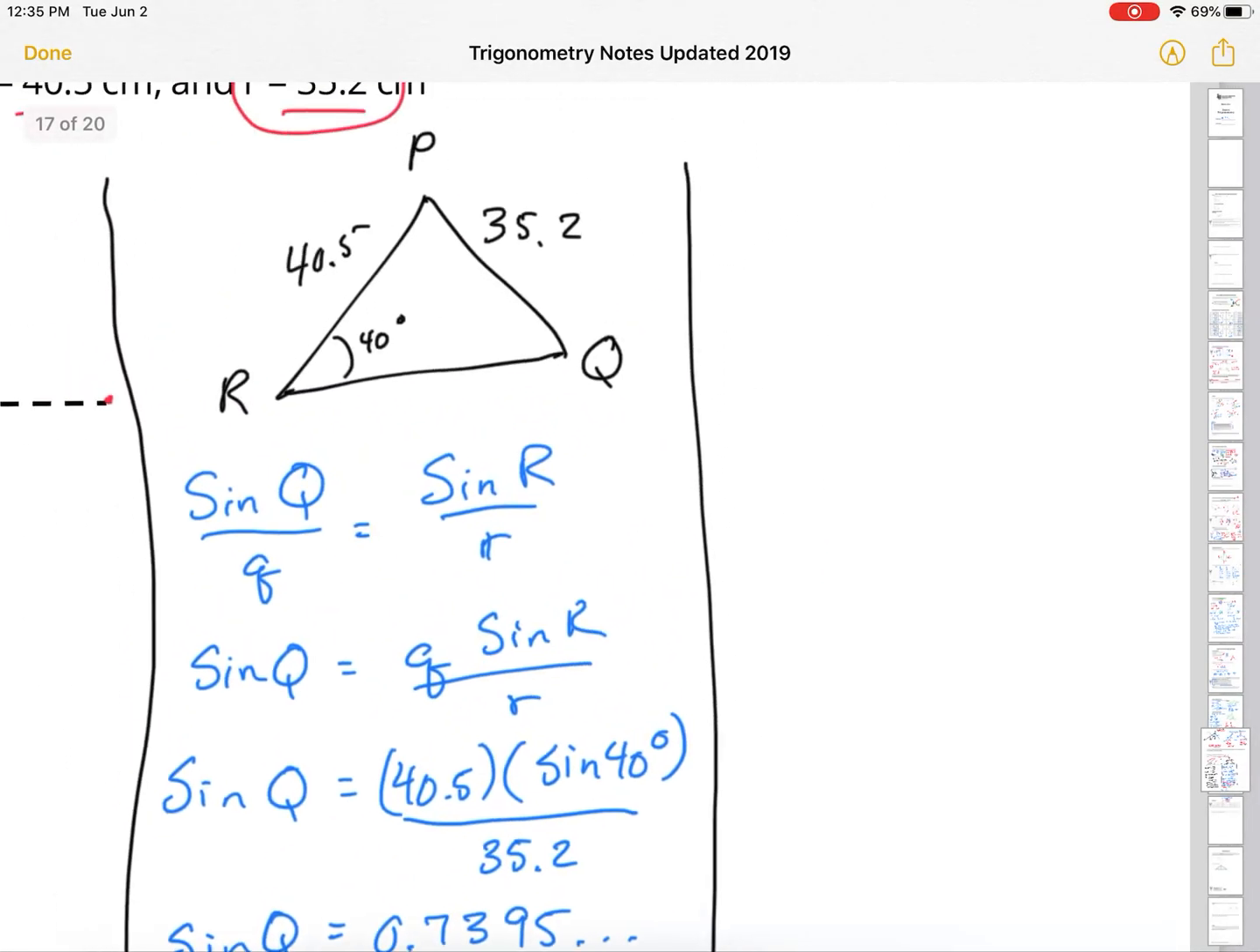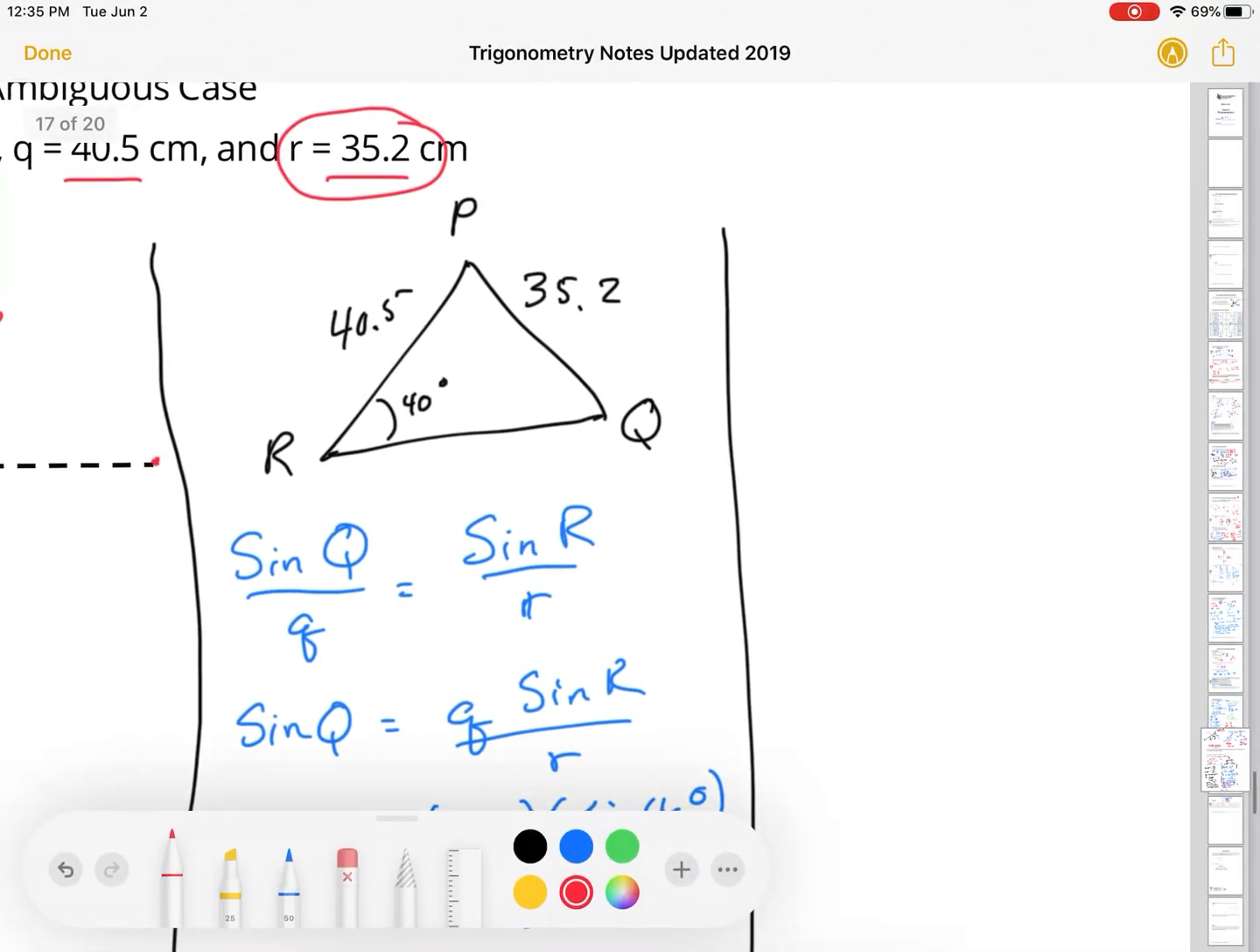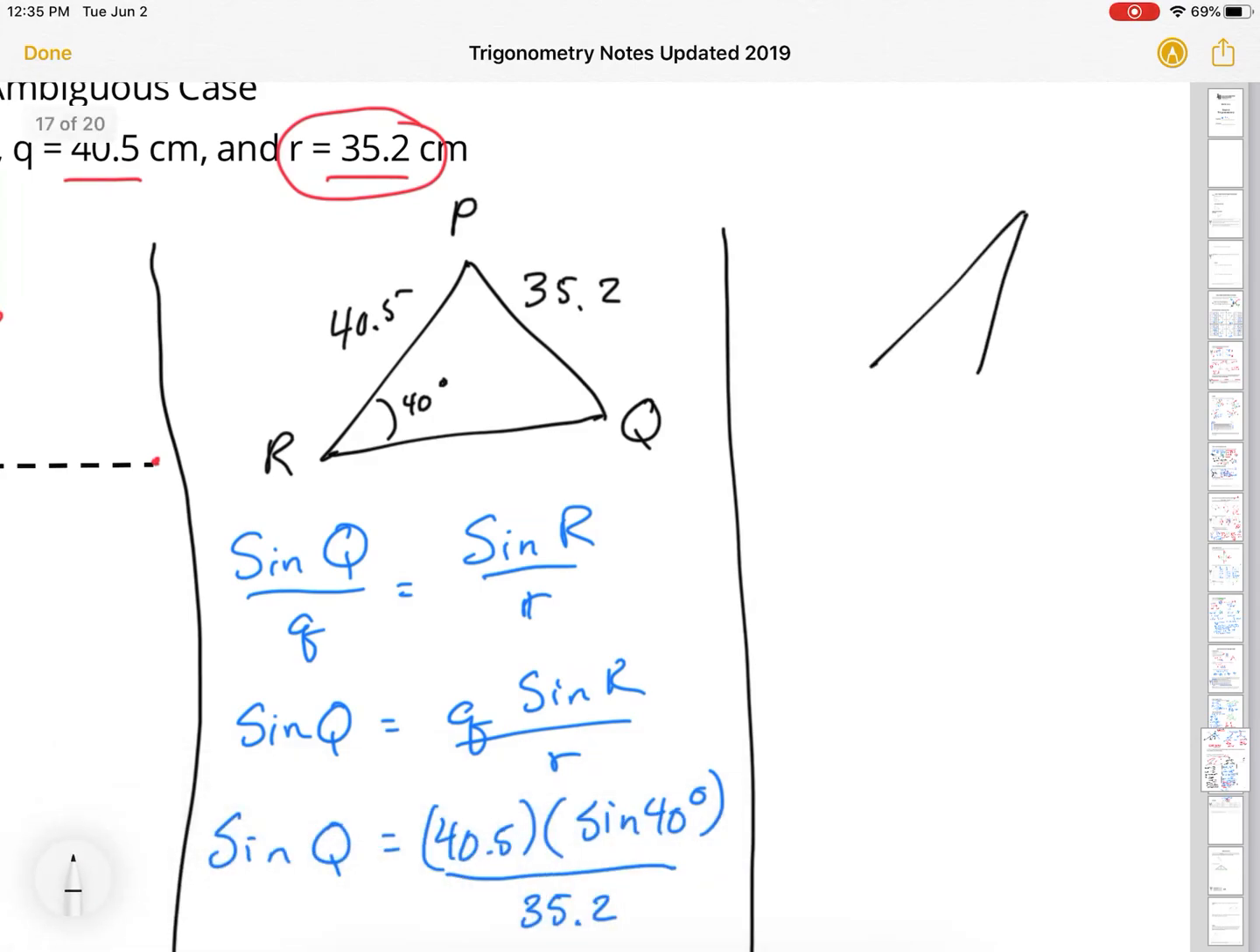The other version, and I'm going to kind of expand it. So let's see what we have here. The second version will look somewhat like this. P, Q, R. This is still 40.5. This is still 35.2, and this is still 40.